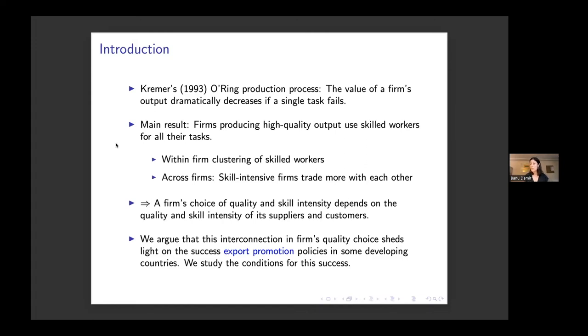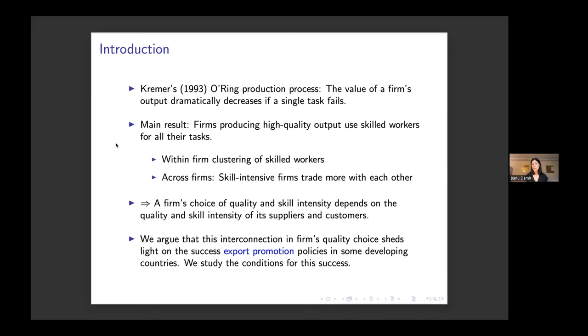But in today's world, we know that not all tasks are performed within the firm. Indeed, a significant fraction of tasks or inputs, you can use the terms interchangeably, is actually outsourced to other firms. So if one applies Kremer's logic across firms, then we should expect skill-intensive, high-quality firms to trade more intensively with each other.